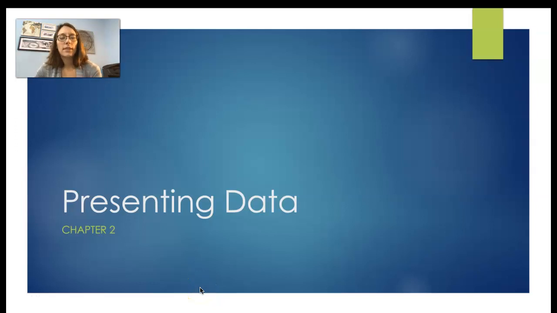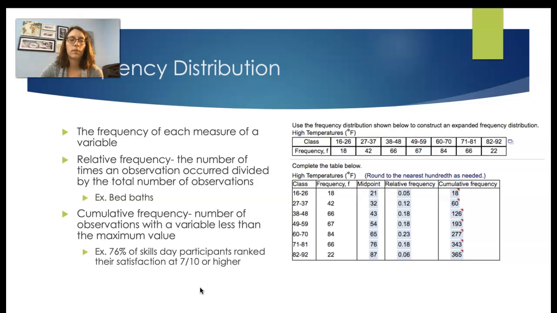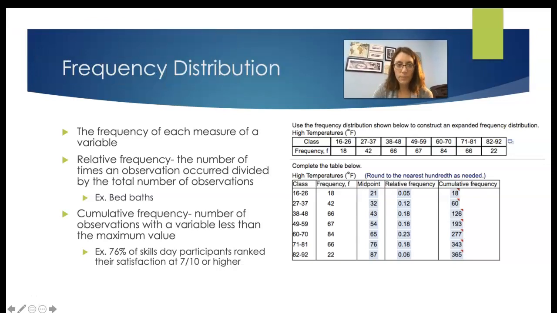All right, welcome back. This is Statistics Chapter 2, which is about presenting data. Let's try there. Okay, so we start out with something called frequency distribution.